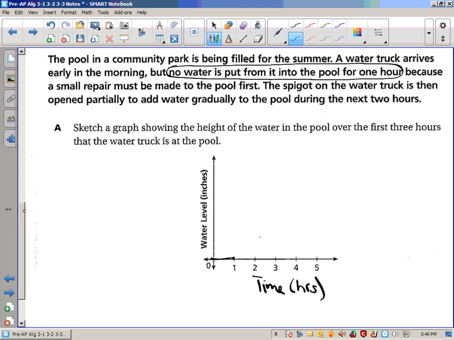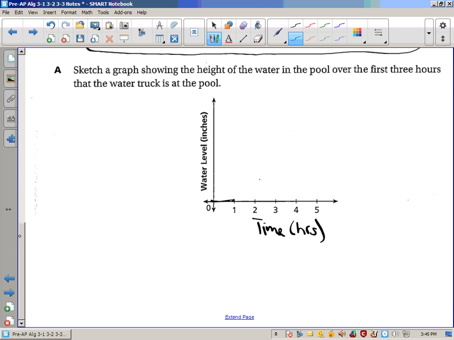Okay. Now the second situation looks like the last sentence. The spigot on the water truck is then opened partially to add water gradually to the pool during the next 2 hours. So we're going to increase, but somewhat slowly. For the next 2 hours, so that would be from hour 1 to hour 3. So up something like that. Okay, pretty simple.